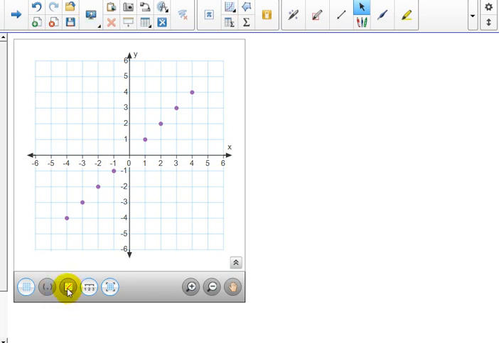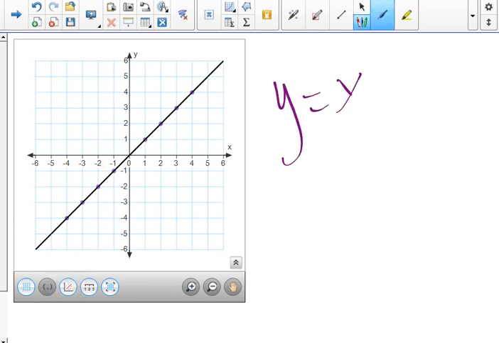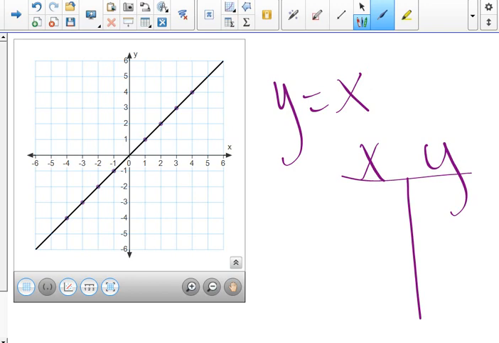When we draw a line through this, that is the graph of y equals x, because whatever you input for x, that's going to be y. Okay, any questions about that?